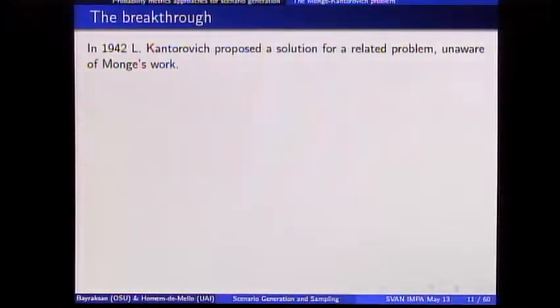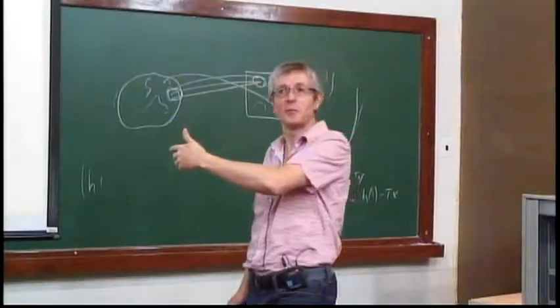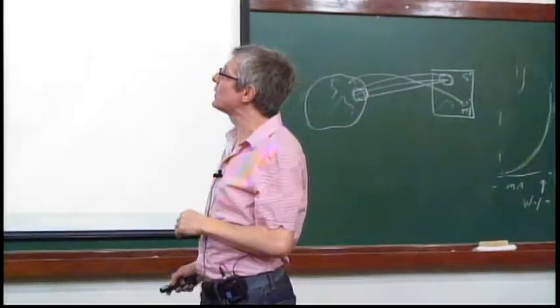Then in 1942, this Russian mathematician, Leonid Kantorovich, actually did some work. He was not even aware of Monge's problem. He was just working on something else, but he proposed something that turns out to be a solution for Monge's problem. So what did he do?